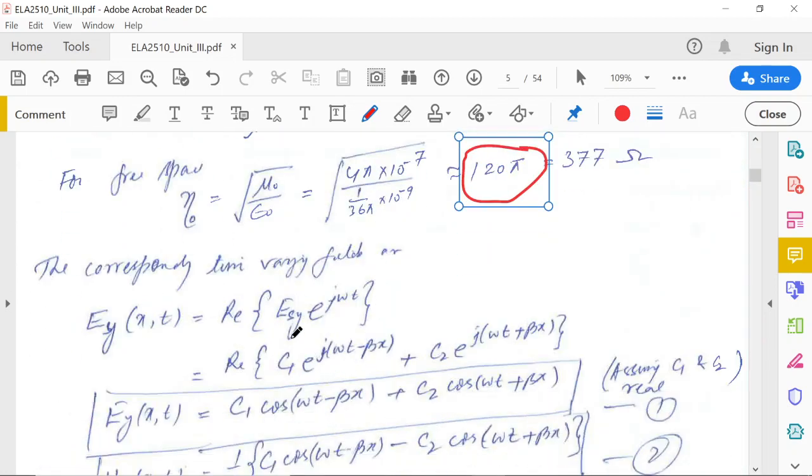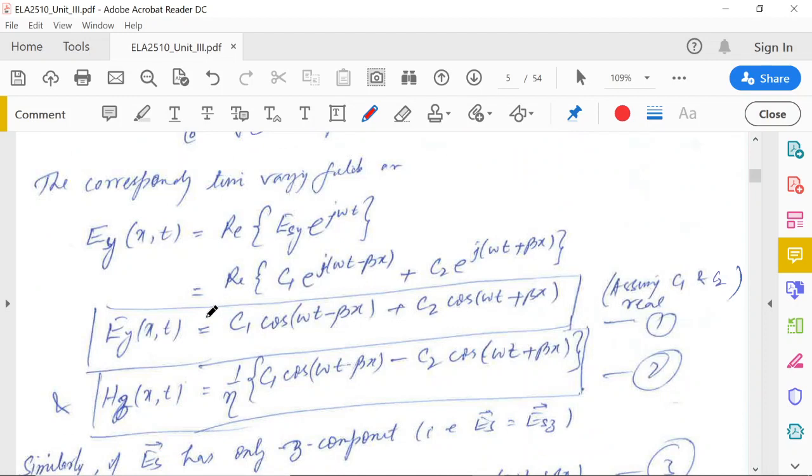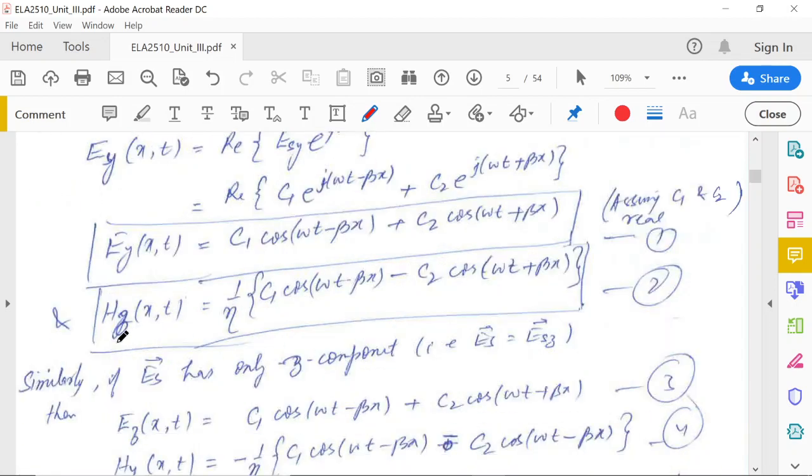Now to obtain the corresponding time varying field, or the instantaneous electric and magnetic fields, because this was in phasor form, we can use this equation: the instantaneous field equals the real part of Es y e to the j omega t. You combine it with the time part, and when you solve this, the instantaneous electric field will be equal to C1 cos(omega t minus beta x) plus C2 cos(omega t plus beta x). Similarly, the time varying magnetic field equals 1 over eta times C1 cos(omega t minus beta x) minus C2 cos(omega t plus beta x).